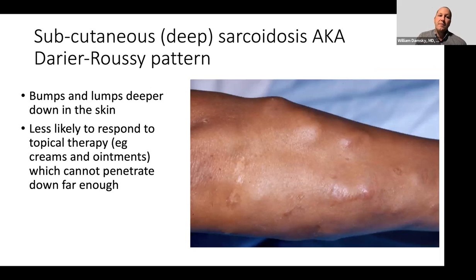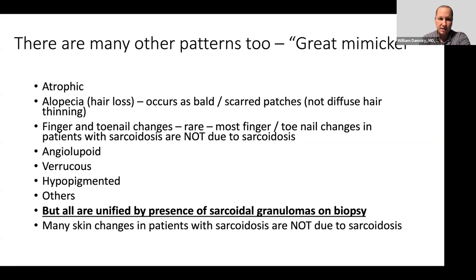There are other presentations of sarcoidosis. So this is an example we call subcutaneous or deep sarcoidosis. And this is where it's less of a rash and it's more of these deeper lumps and bumps underneath the skin. And so this is a very distinct pattern. It has important treatment implications. So as you might imagine, being way down in the skin, if we're putting a cream or an ointment on this to try to treat it, we might not really expect much in the way of improvement as if we were treating a more superficial or close to the surface presentation in the skin.